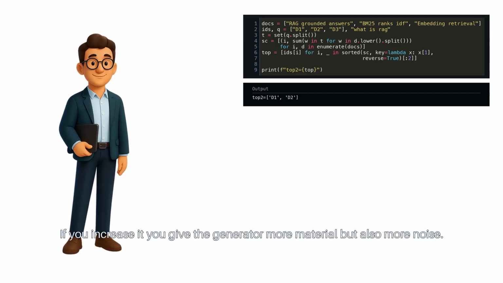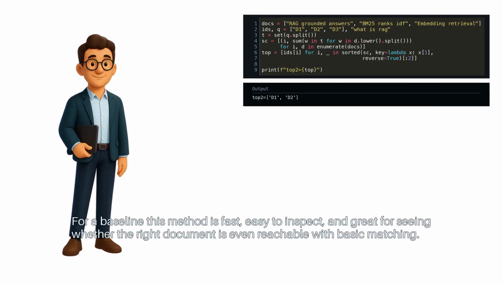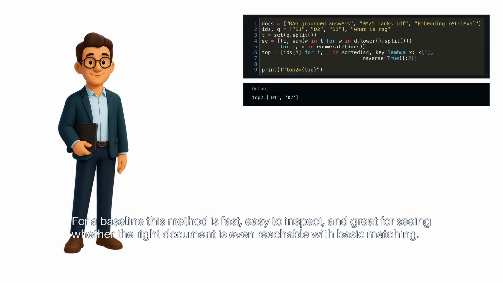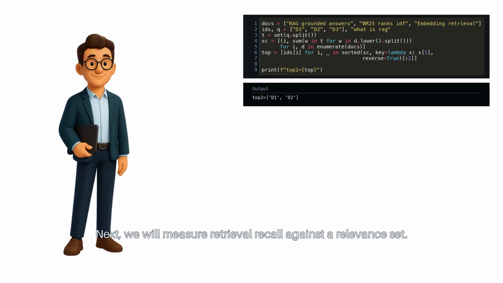If you increase it, you give the generator more material but also more noise. For a baseline, this method is fast, easy to inspect, and great for seeing whether the right document is even reachable with basic matching. Next, we will measure retrieval recall against a relevance set.